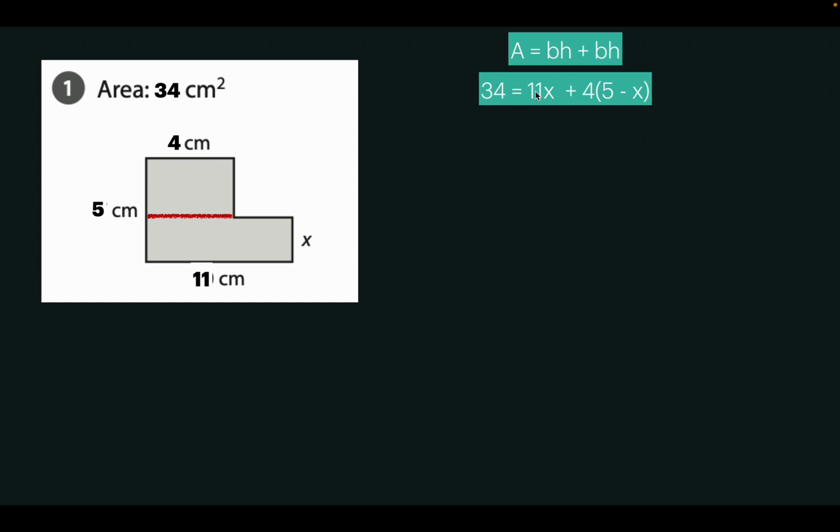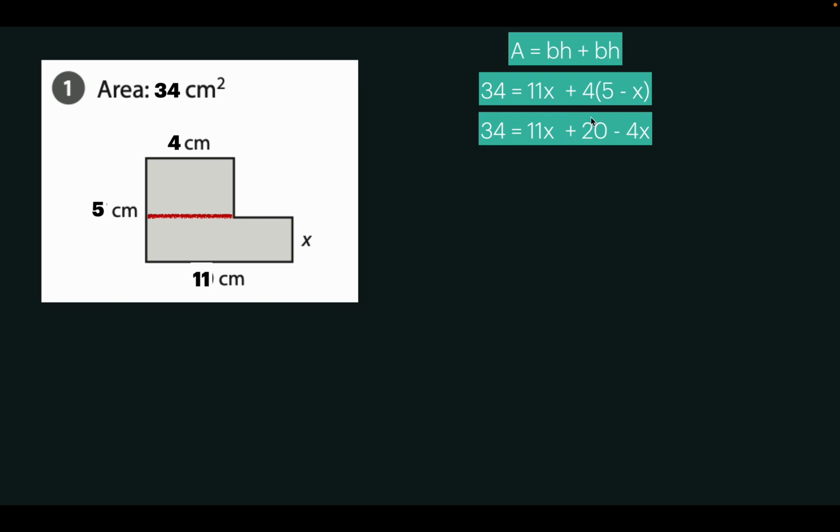Now that we have the numbers plugged into the formula, we have to solve it following our 5th grade order of operations. Parentheses and exponents first, but there is nothing I can do within my parentheses. Now I need to multiply, so that means I got to take this 4 and distribute it to everything within the parentheses. And then I bring everything else down. So I bring down my 34 equals 11x. But now I have 4 times 5 and 4 times negative x. So now I have 34 equals 11x plus 20 minus 4x.